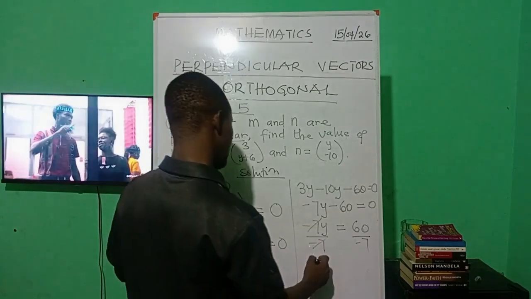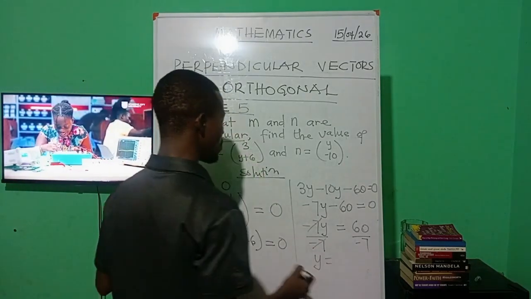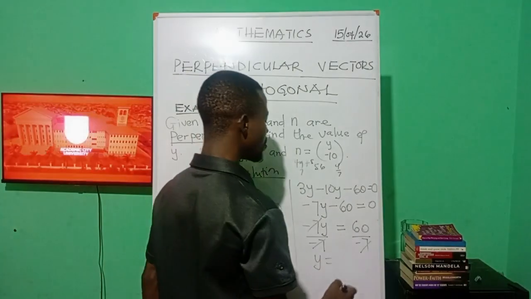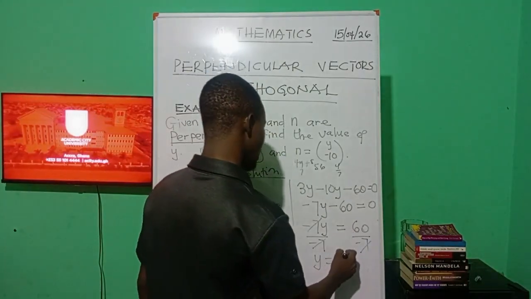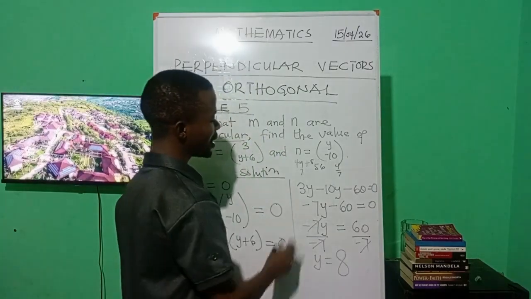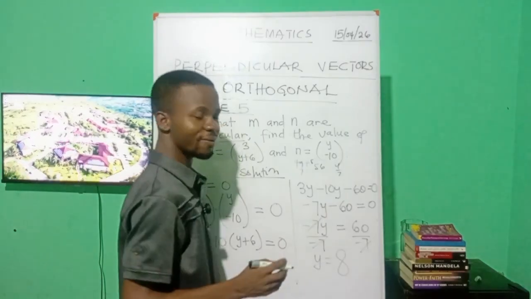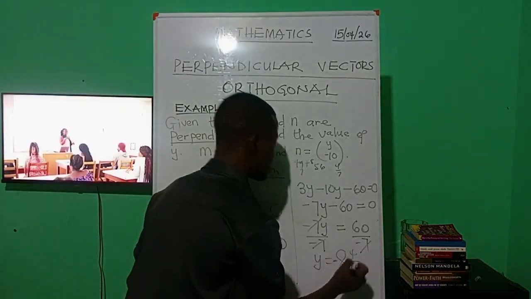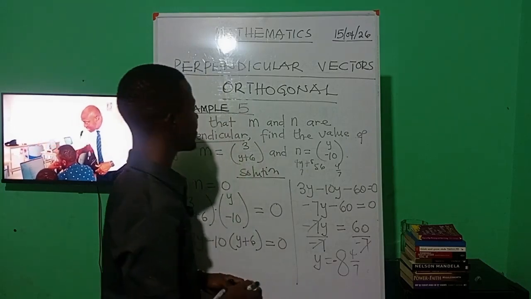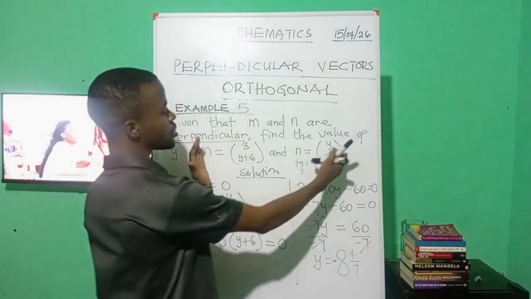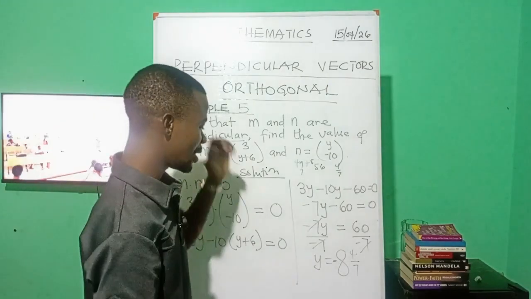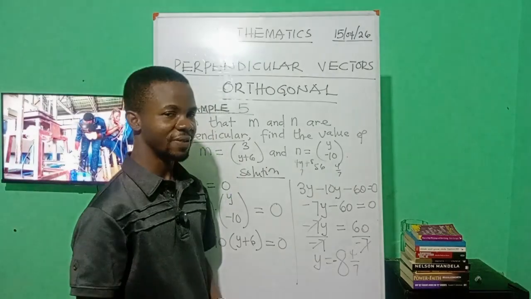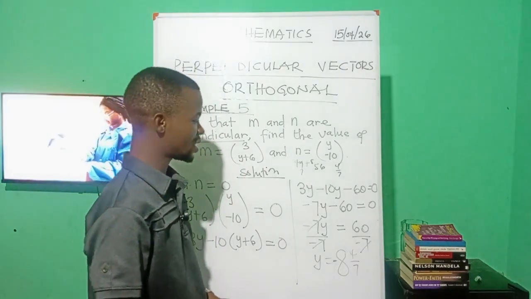This cancels this, so I have y to be equal to, we have 7 will go into 60, that will be 8 times. That 8 times will be 56, so it will be left with 4 over 7, which is negative. So it means that the value of y for which these two vectors are perpendicular is negative 8 whole number 4 over 7.